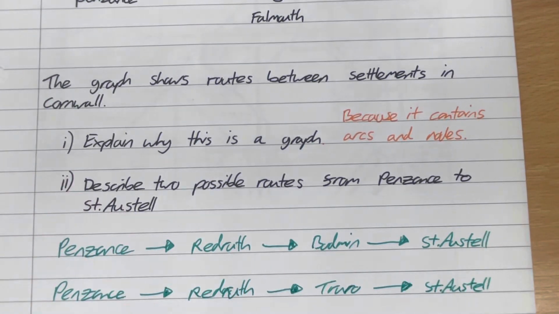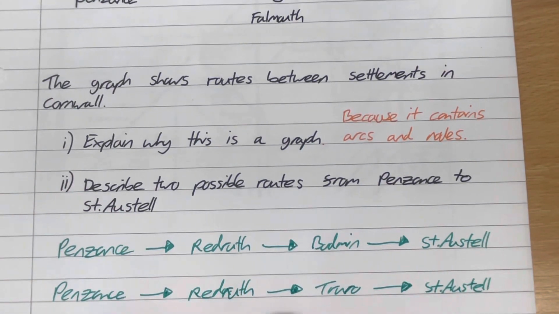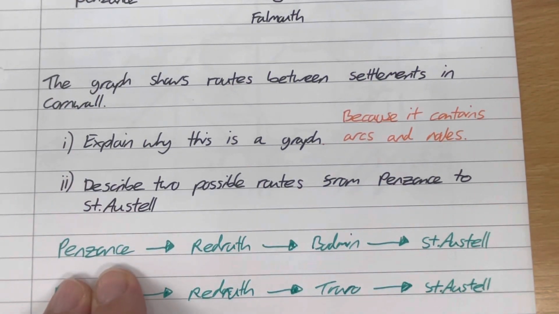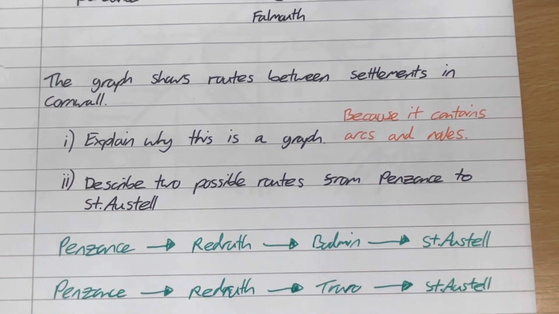Okay, so there you go. You've got 2 routes from Penzance to St Austell. And laying it out like that is absolutely fine. You've got a node and then an arrow to another node. And this represents a route that you are taking, or a path that you are taking.